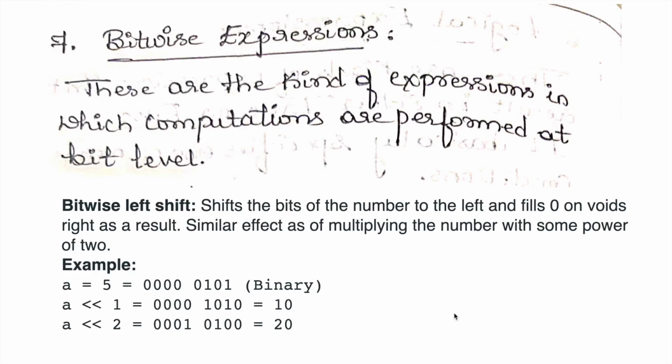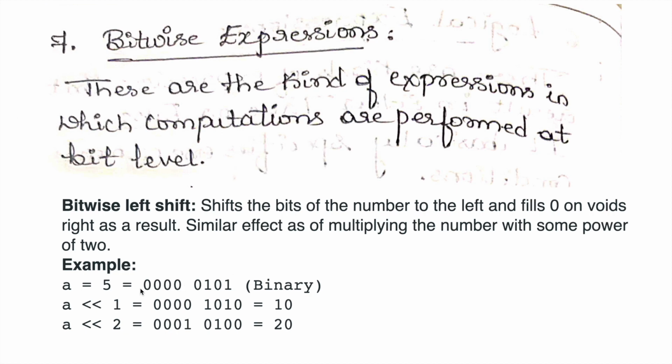Next, bitwise expressions. Bitwise expressions are performed at bit level. A bit is the smallest unit of information. I told you, the computer understands only zeros and ones. Zeros and ones are nothing but binary, right? Zeros and ones are considered as bits. So the operations you perform on bits are called bitwise operations. In bitwise, there are two types of operations: bitwise left shift and bitwise right shift. Here I am going to explain bitwise left shift.